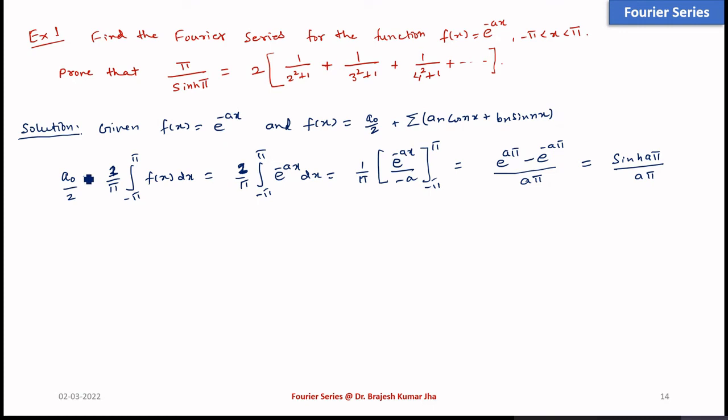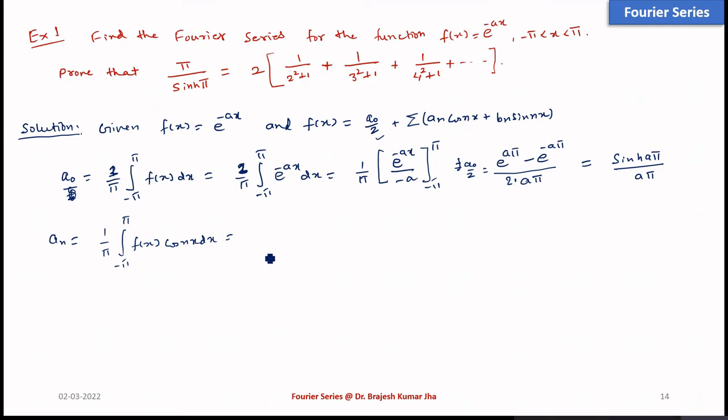Okay, this is a0. If we go for a0 by 2, because this term is a0 by 2, so this is going to be 2 into this. Then it will be sine hyperbolic a pi by a pi. Now, an is what? 1 upon pi integration from minus pi to plus pi f(x) cos nx dx, right?